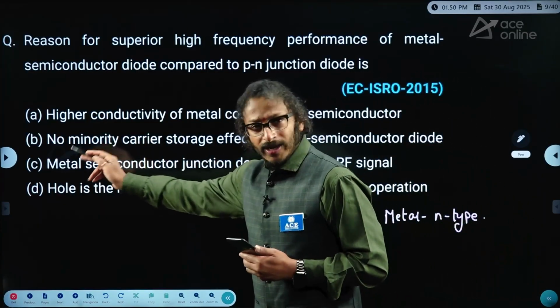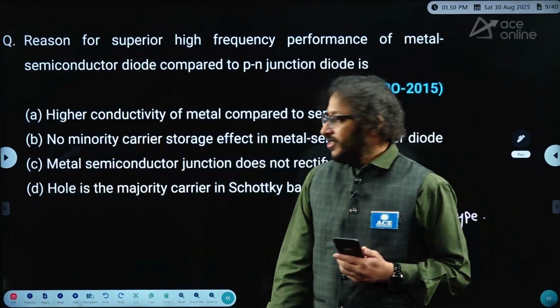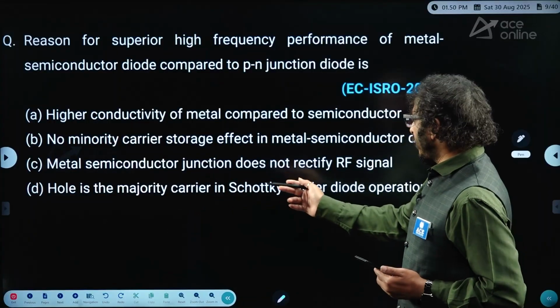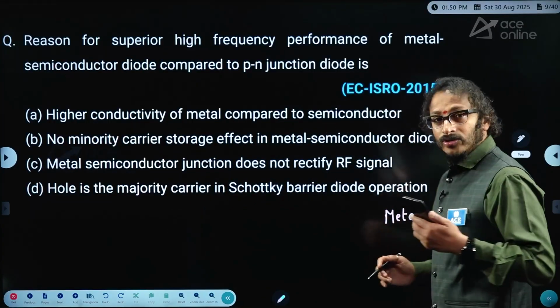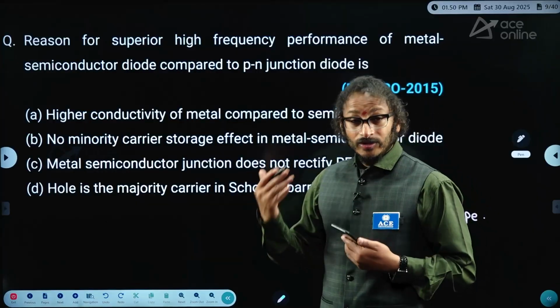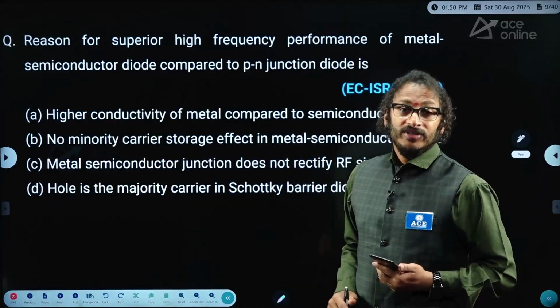So this absolutely gives a high priority to the options. Check out option 3. Metal semiconductor junction doesn't rectify? No, it is rectifying, and it works at radio frequency. Absolutely, it can be used as a rectifier for high frequency signals, right?